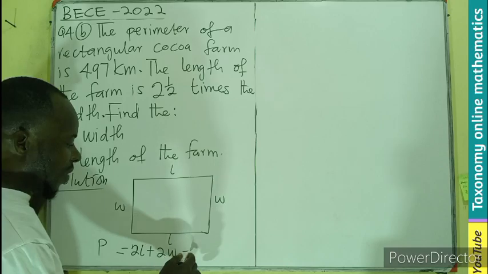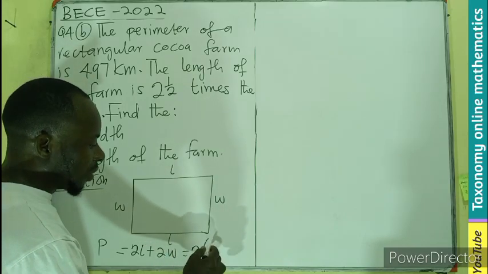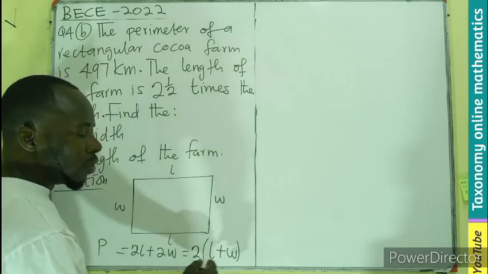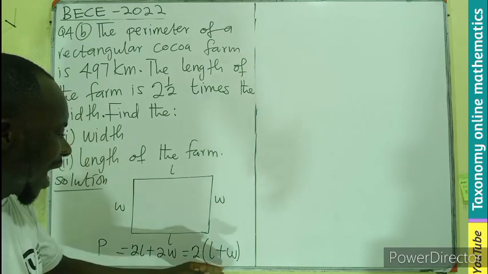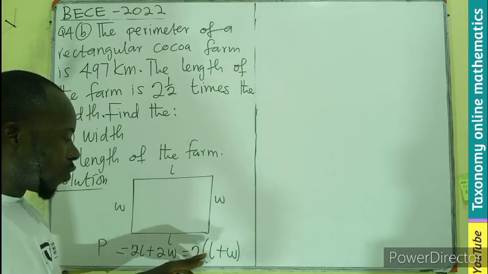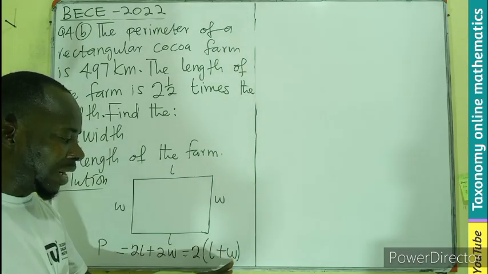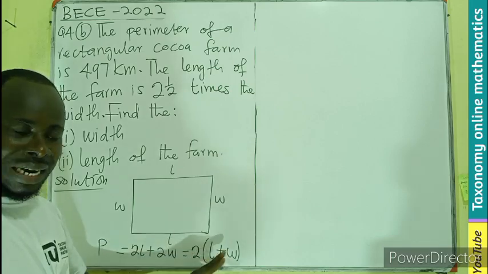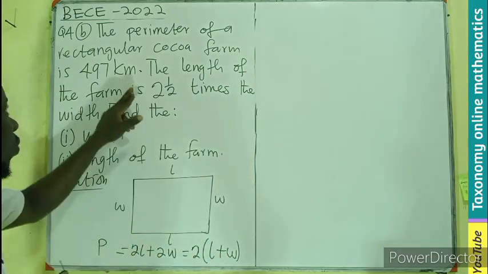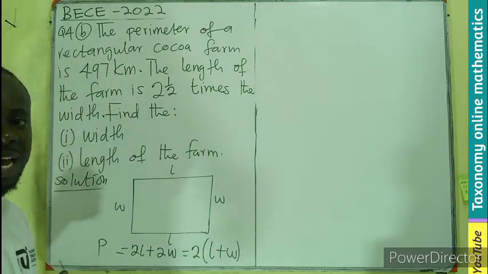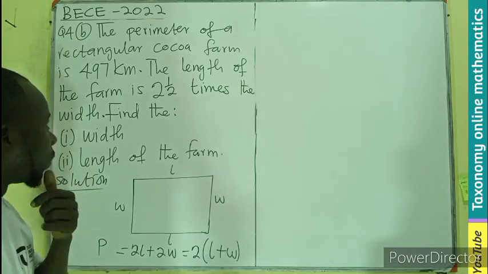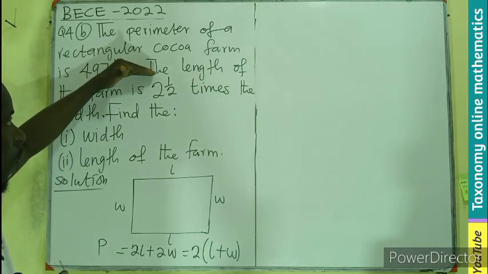Then 2 being a common factor, I can put it out and have L plus W. So this is the perimeter of the farm. If I know what the L and the W are, if I add and multiply by 2, I should be getting the 497. Alright, so what do we do? We can now focus here.